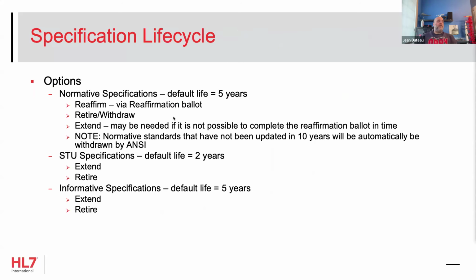Depending on the time frame, for normative specifications you have 5 years. After 5 years, you need to figure out what you're going to do. You can either reaffirm it, to say this is still valid, it's good to go, or you will withdraw or retire it, like this one's been superseded by something else. Or if we didn't get to it in time, we can extend it. It's possible for us to request an extension with ANSI where we need more time to complete the reaffirmation ballot or to complete the withdrawal.